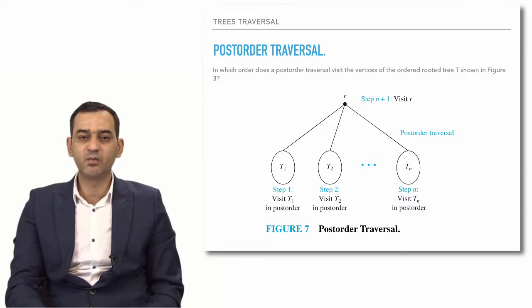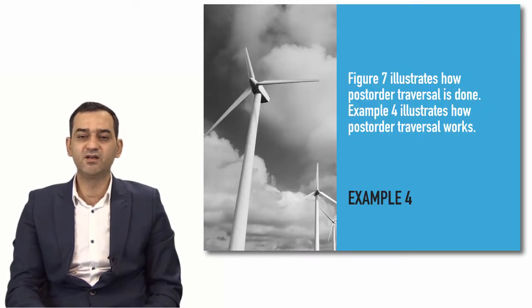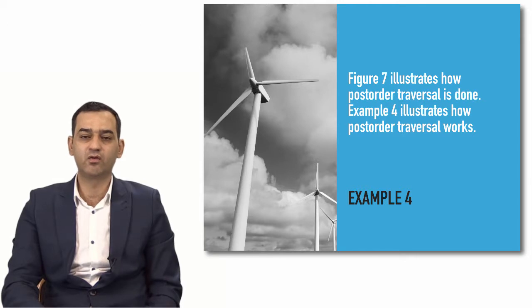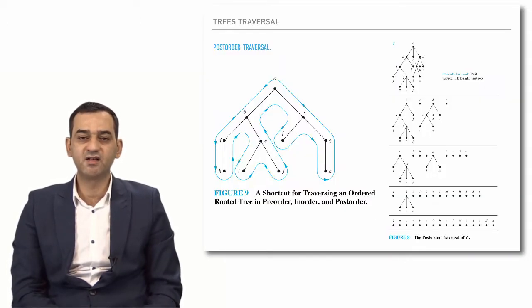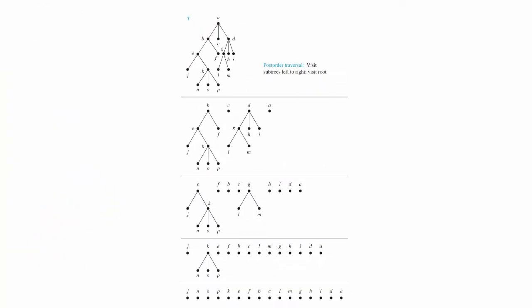In which order does a post-order traversal visit the vertices of the ordered rooted tree T shown in Figure 3? Figure 7 illustrates how post-order traversal is done. Example 4 illustrates how post-order traversal works. The steps of the post-order traversal of the ordered rooted tree T are shown in Figure 8. The post-order traversal begins with the post-order traversal of the subtree with root B, the post-order traversal of the subtree with root C, which is just C, the post-order traversal of the subtree with root D, followed by root A.